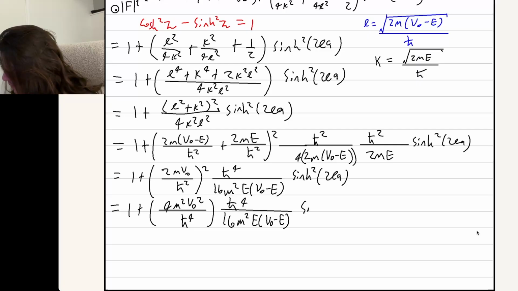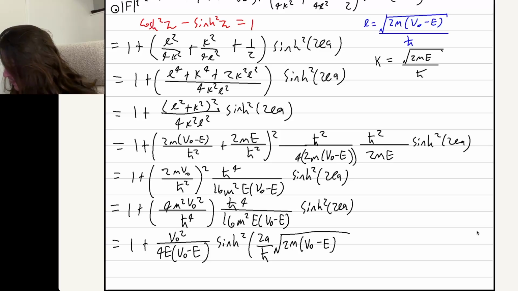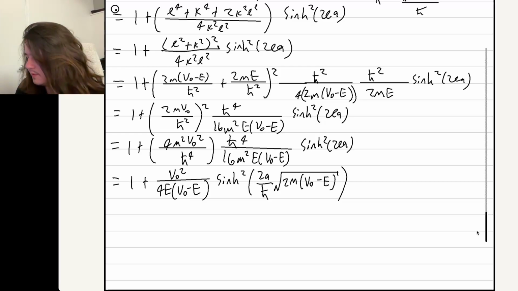So it looks like our final expression is going to be 1 plus V naught squared, and then the m squareds go away, the 4 on top and 16 on bottom just turns into a 4 on bottom, E(V naught minus E), and then sinh squared. At this point it's worth plugging in the definition of L into the sinh function, so we have root 2m(V naught minus E). And all of that makes the result that Griffiths got, so we are good there.